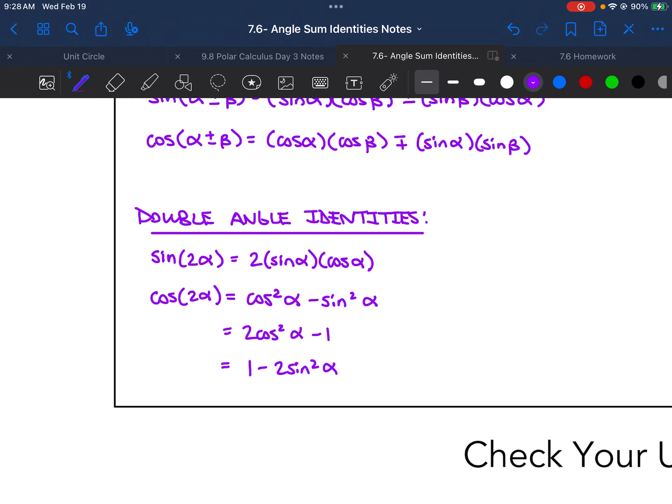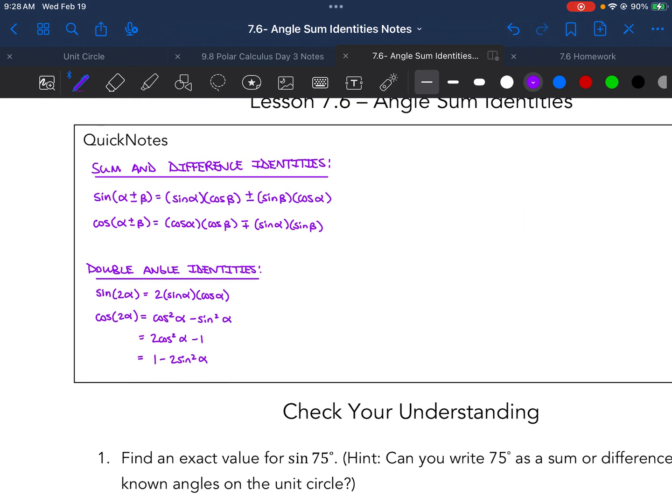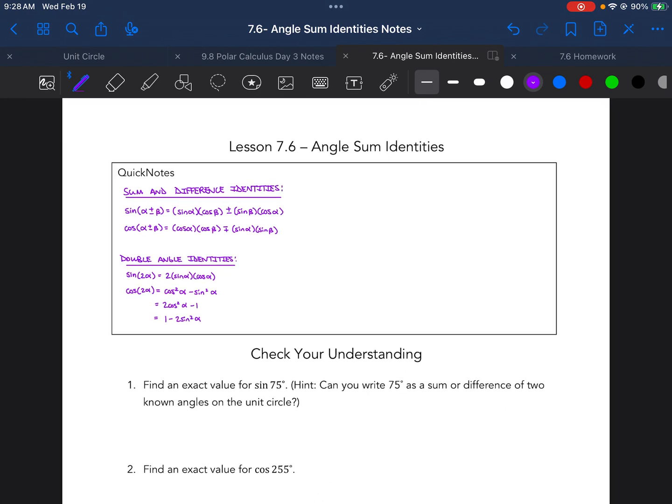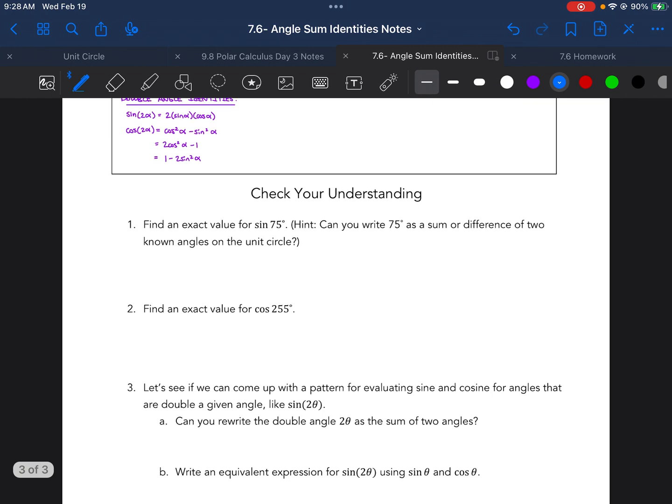All right? So these are called the sum and difference identities and the double angle identities. And the reason we want them, again, is because we might have angles that we're interested in that are not on the unit circle, but we can use angles on the unit circle to either add or subtract to give us different angles. Okay? So let's talk about how to use these, because they're really not that hard to use.